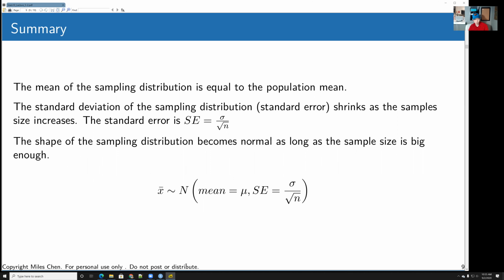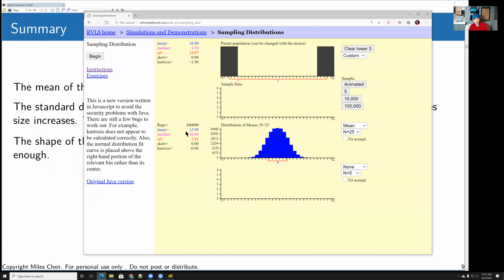that the mean of the sampling distribution, so when we ask what is the mean of this distribution of means, that's the mean of our sampling distribution, it ends up equal or at least very close to the mean of the population. Theoretically, this should be equal. This is not exactly equal. I get 15.99 versus 16.0.